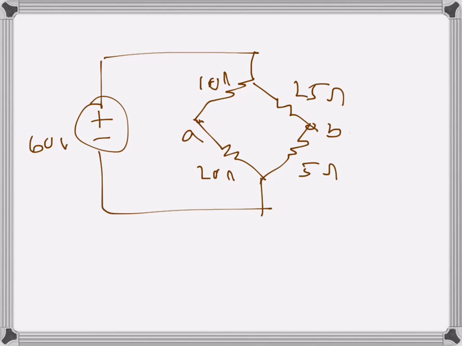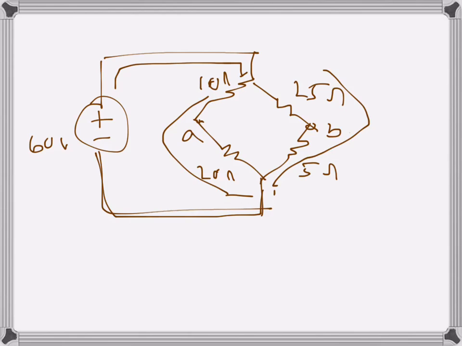Here we have just two parallel paths. When the current comes here, there are two parallel paths, one this way, another this way, and then the currents combine here again and go back. The 10 and 20 in series make 30 ohms, and the 25 and 5 in series make 30 ohms. So we have two 30 ohm parallel paths. The combination, 30 parallel 30, is of course half, so that's 15 ohms. So the total current coming out of the source will be 60 divided by 15, which is 4 amps.